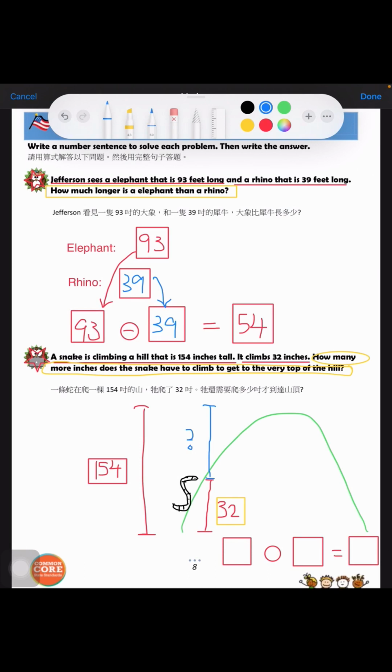We can subtract 32 from 154. Which equals to 122 inches. So it needs to climb 122 inches more.